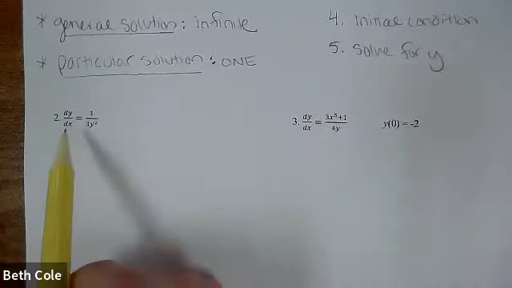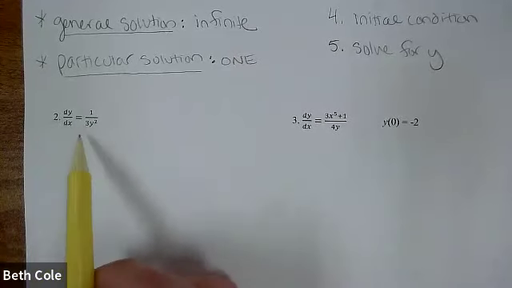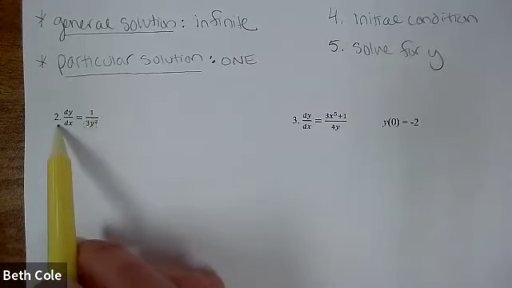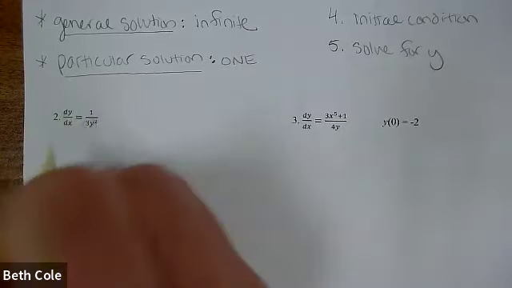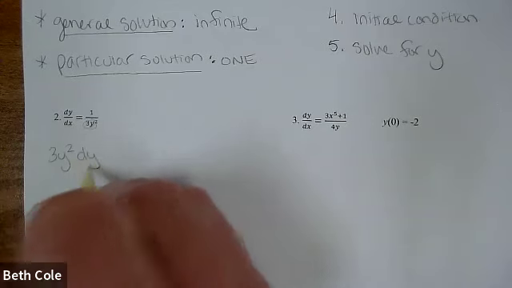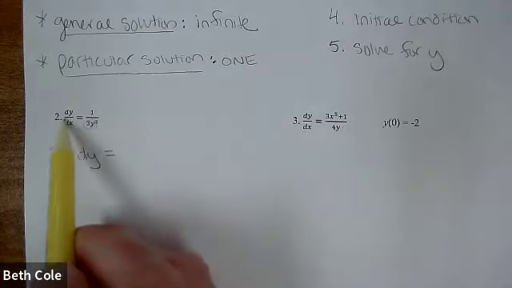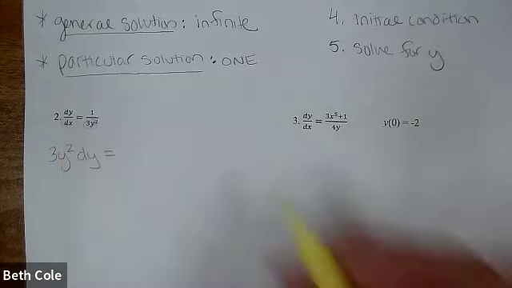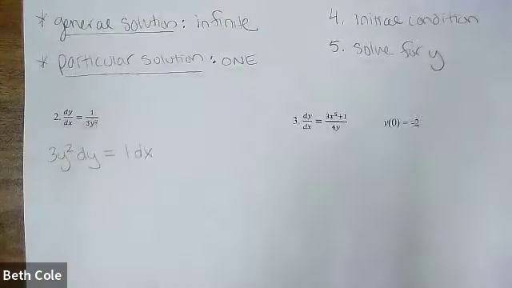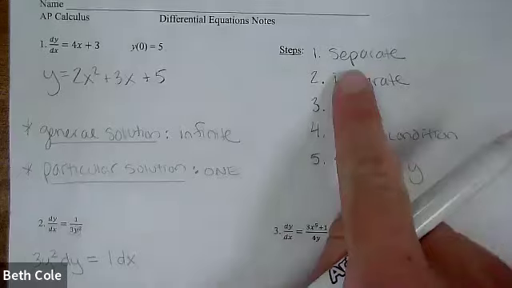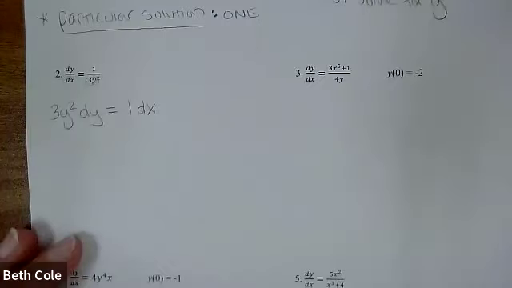So for this one, we want everything with a y to go to the left. I am going to multiply this 3y squared to the other side. So if I multiply that over, I'm going to have 3y squared dy equals, and then I'm going to multiply this dx to the other side. So I'm going to have 1 dx. And I'm going to use a different color to put my integral symbols on there just to show how important they are. So we separated. Everything with a y went to the left, x went to the right.